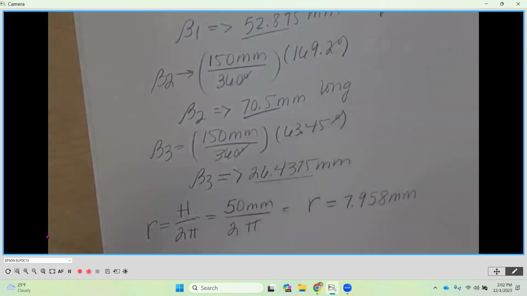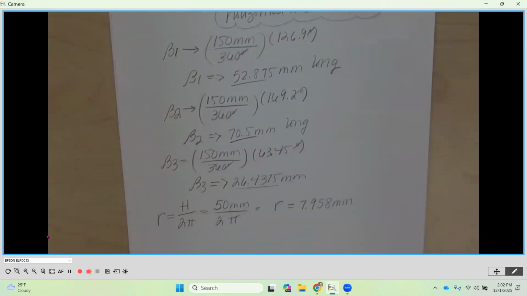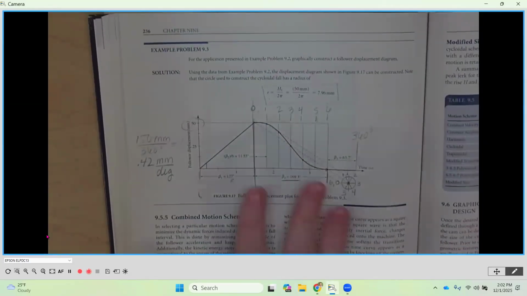And then that would be it. And then just make sure that whatever calculations you do for radiuses or distances along, make sure that you document those for what's appropriate. Okay. So any questions on example 9.3?